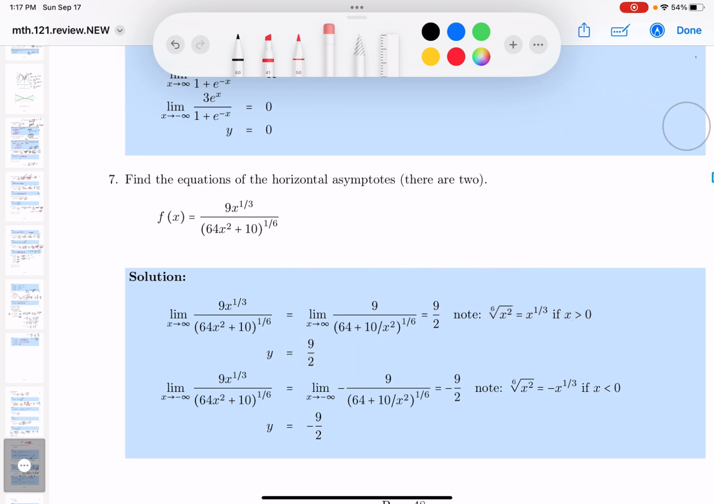And I want to go towards minus infinity now. It's always tricky when you go to minus infinity. Let's put that down. So I'll write the limit as x goes towards minus infinity of 9x to the 1/3. Remember, Math 119, you want both directions. And at the bottom, you get 64x squared plus 10, and that's going to be to the 1/6 power.